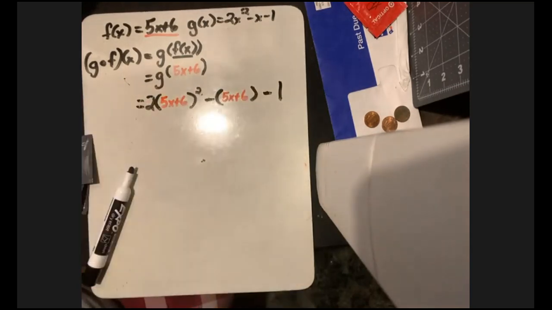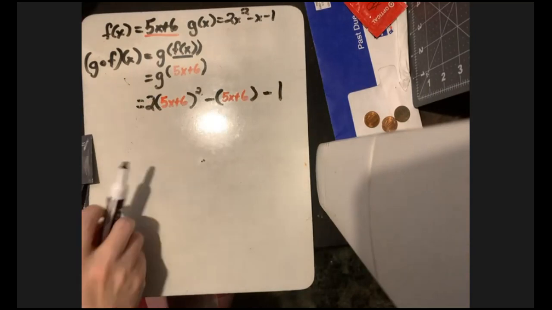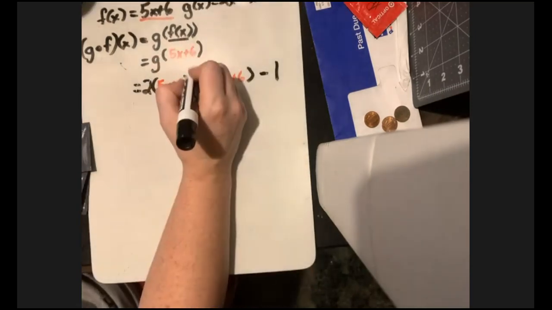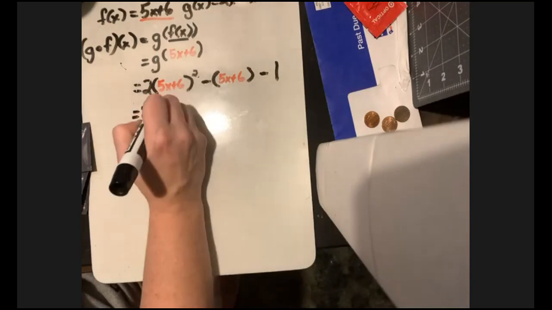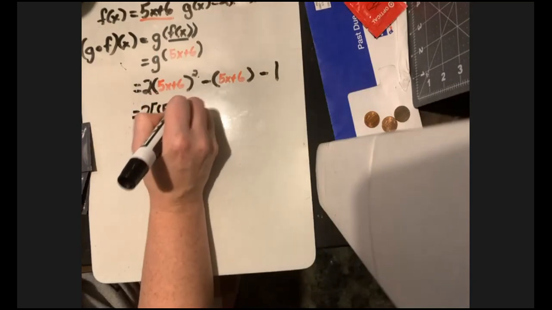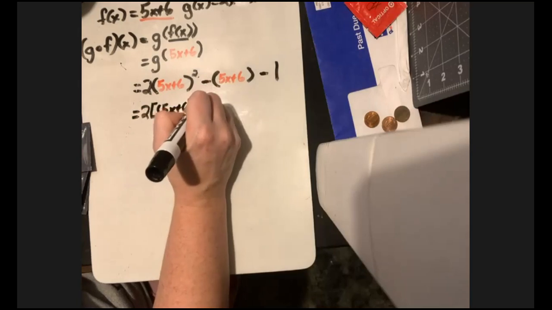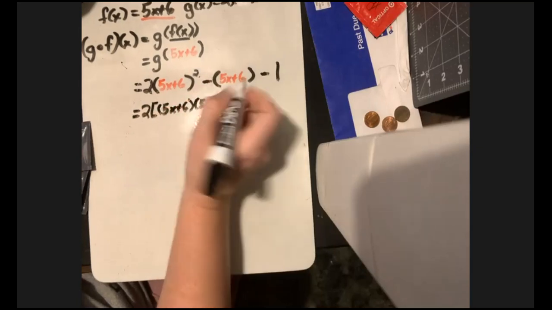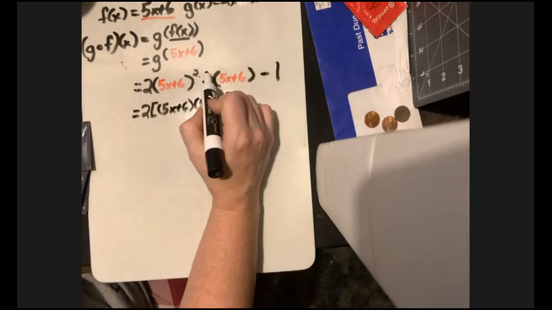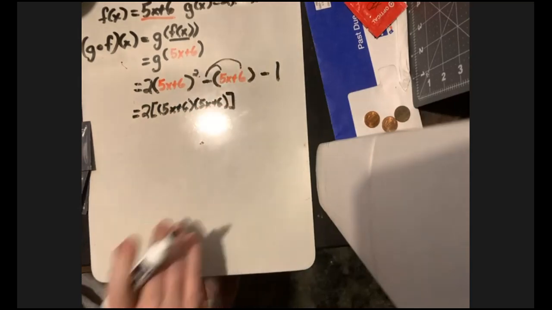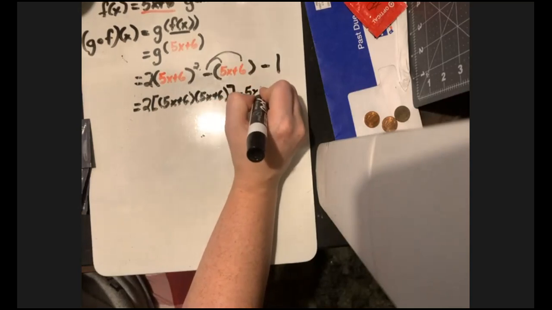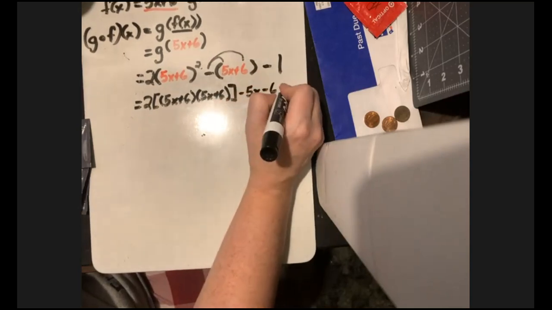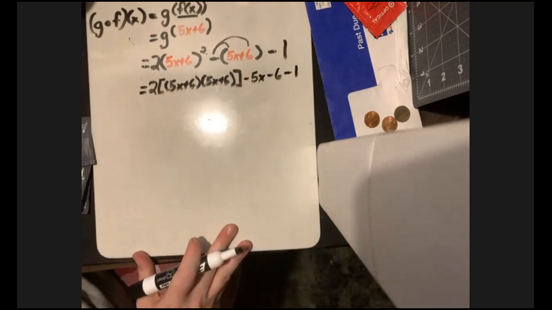Now, this one is going to be a little more involved because I am going to need to square this. So I'm going to have 2 times 5x plus 6 times 5x plus 6. I am going to go ahead and distribute my negative here, so it's going to be minus 5x minus 6. And then I've got that minus 1 out at the end.